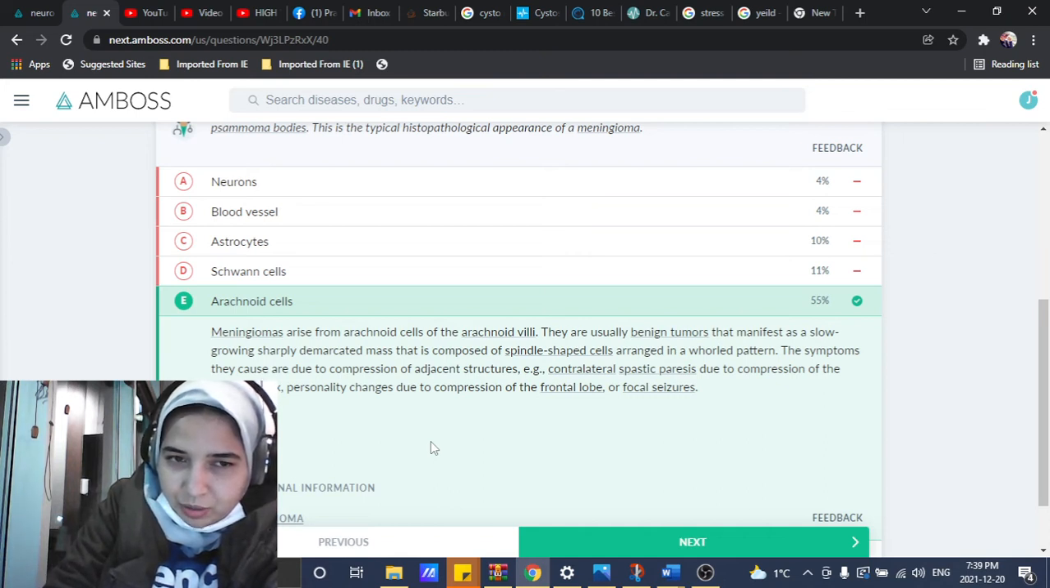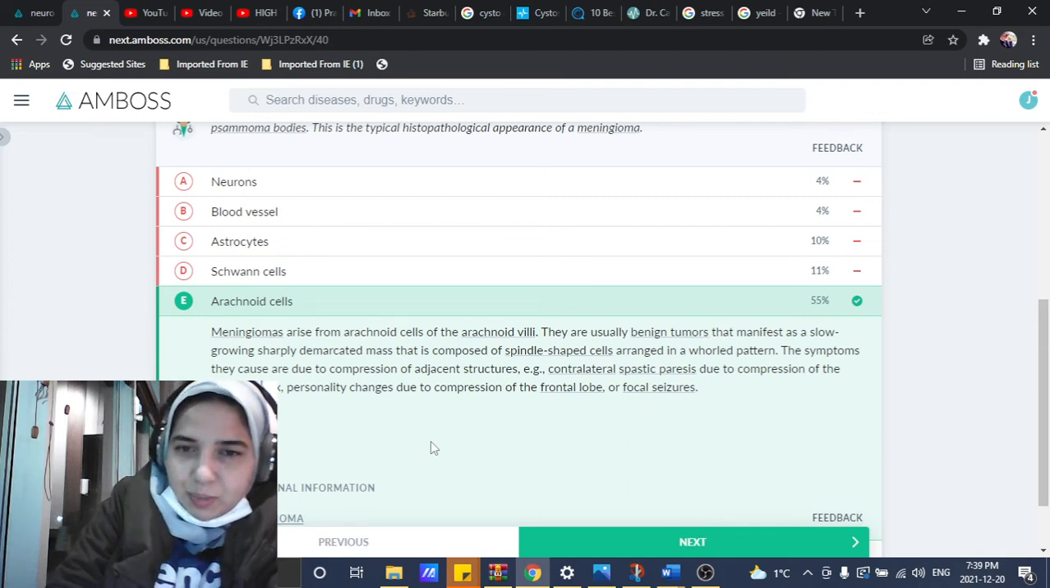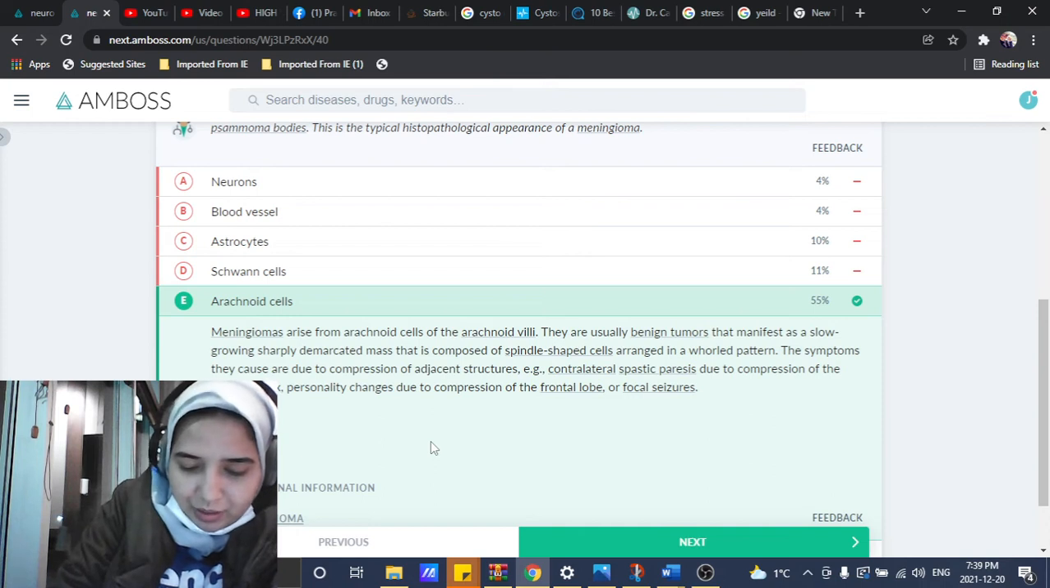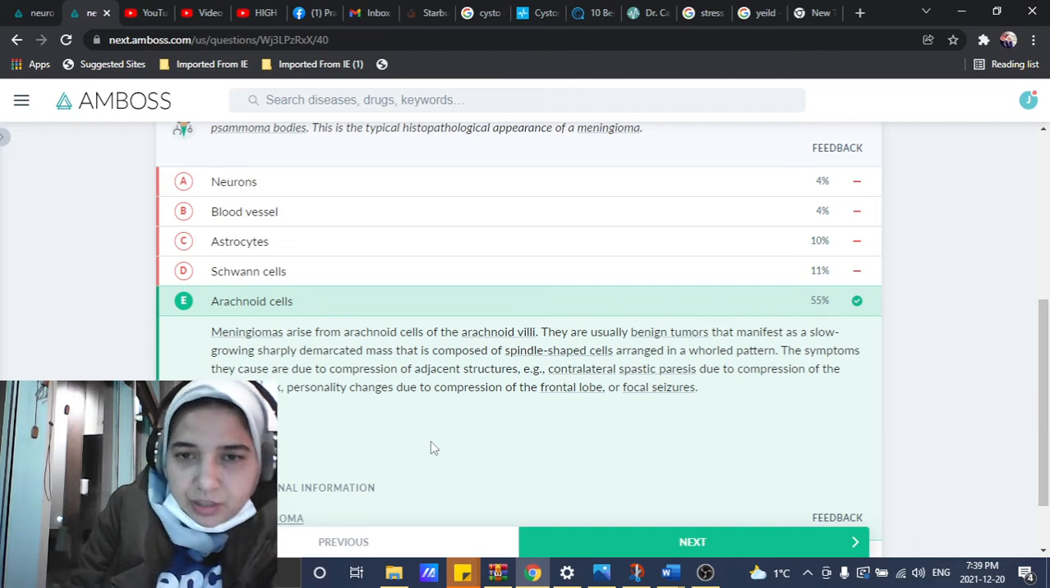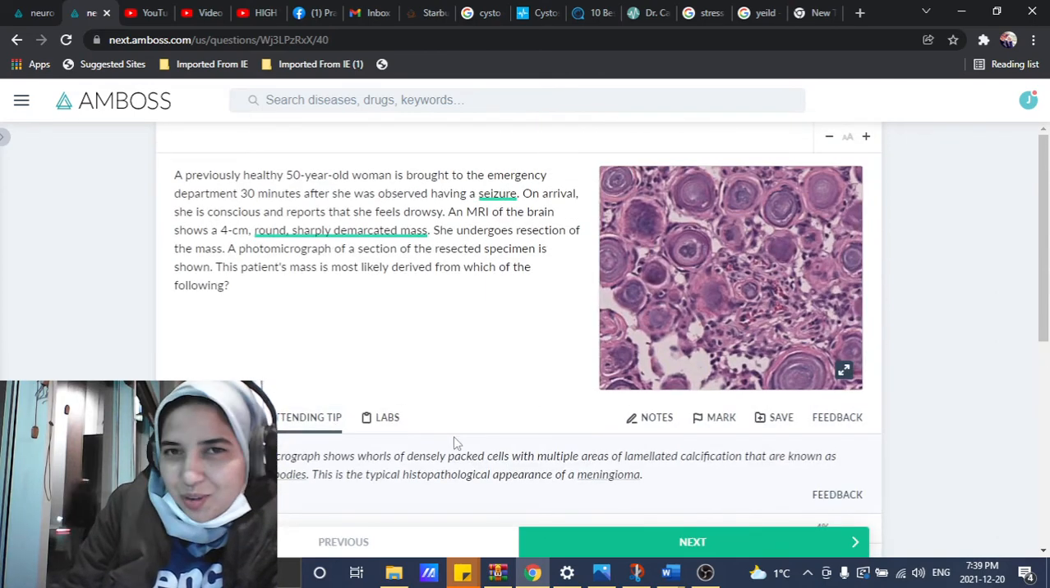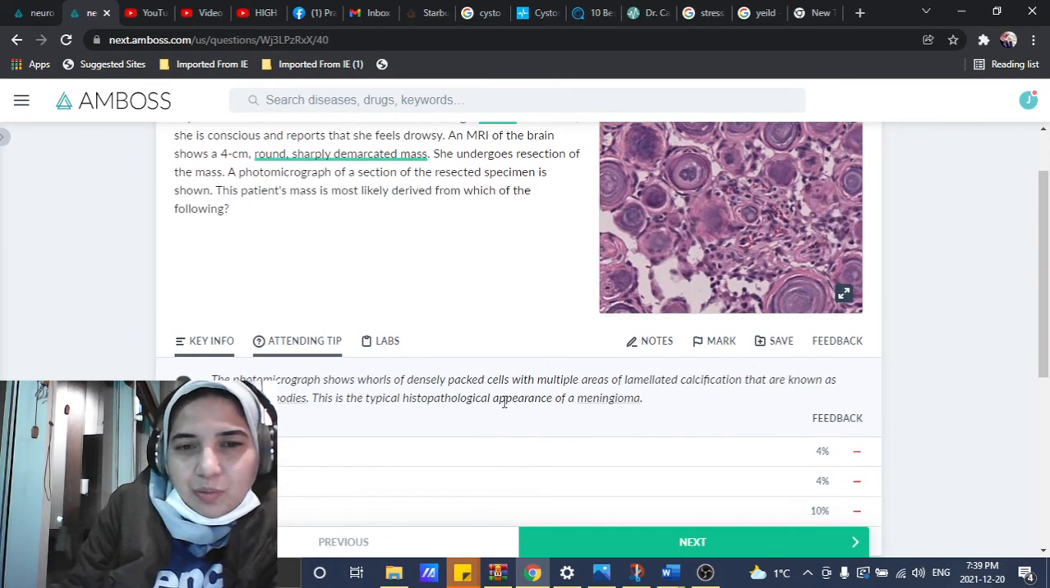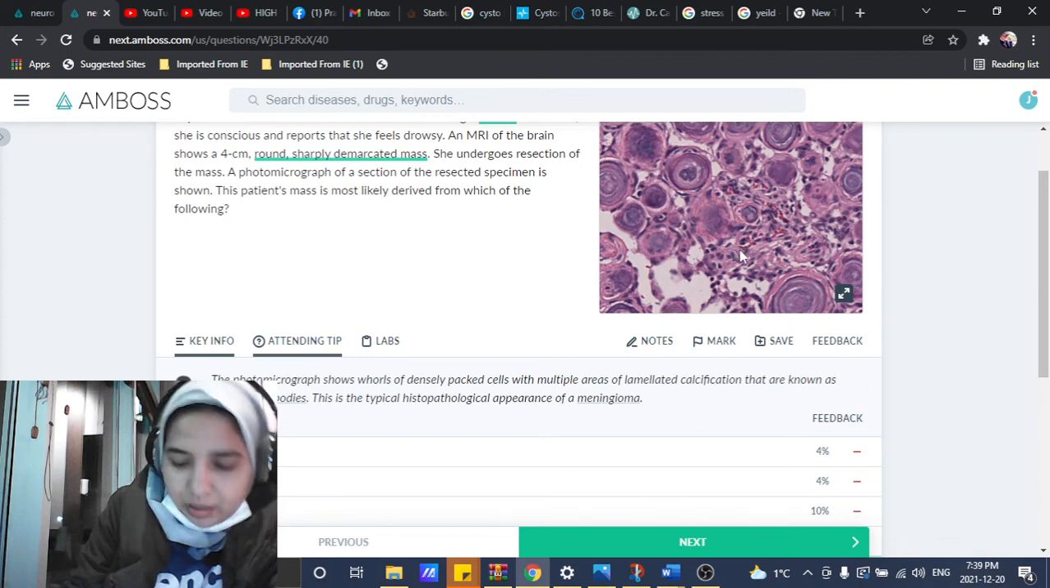So these are benign tumors that manifest as a slow-growing, sharply demarcated mass, with spindle cells in a whorled pattern. So arachnoid cells, meningioma, whorled pattern. And they cause compression of adjacent structures, like contralateral spastic paresis due to compression of the motor cortex. Thank goodness we answered it correctly. So, the photomicrograph shows whorls of densely packed cells with multiple areas of lamellated calcifications that are known as psammoma bodies. Yes, let's remember that word, psammoma bodies.